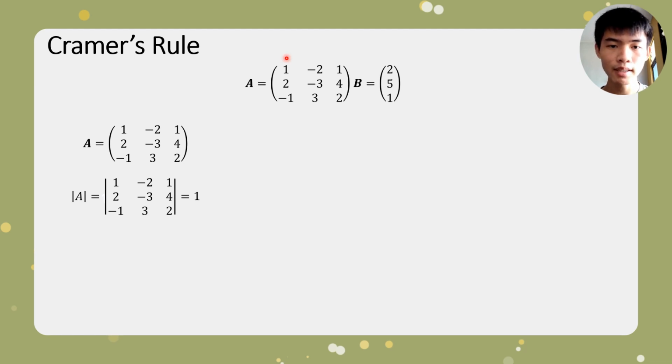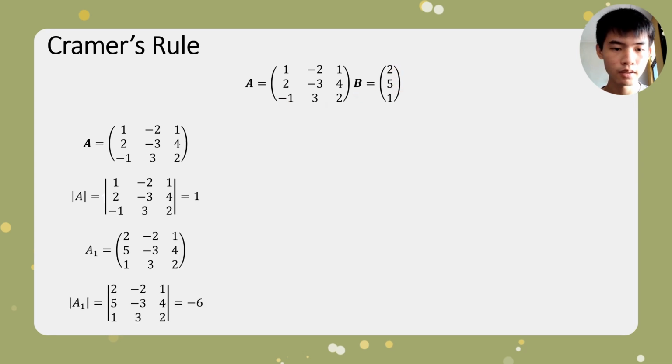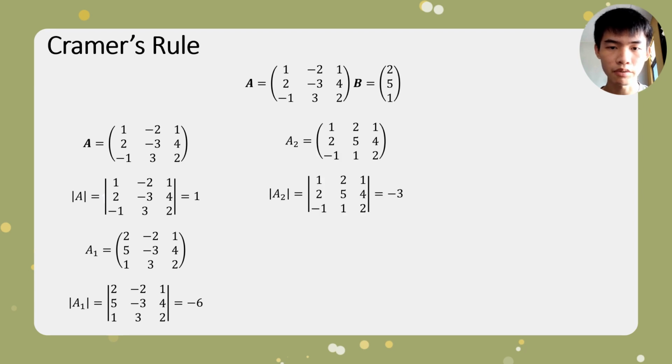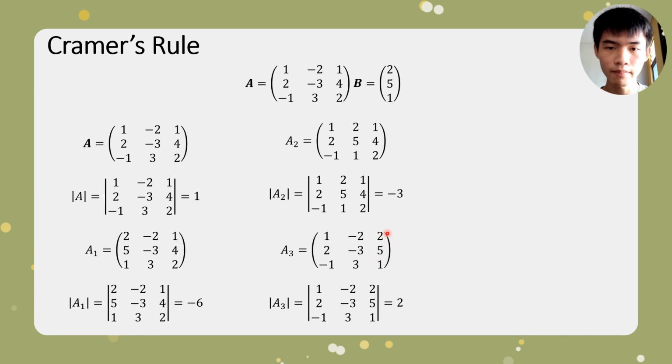Next, we get A1 by replacing the first column with B. So the values 1, 2 and -1 will be replaced by 2, 5 and 1. This is our A1 matrix. Then we can calculate the determinant of A1 as -6. The same process goes for A2 and A3. For A2, we replace the second column with B and get the determinant as -3. And for A3, we replace the third column with B and get the determinant as 2.